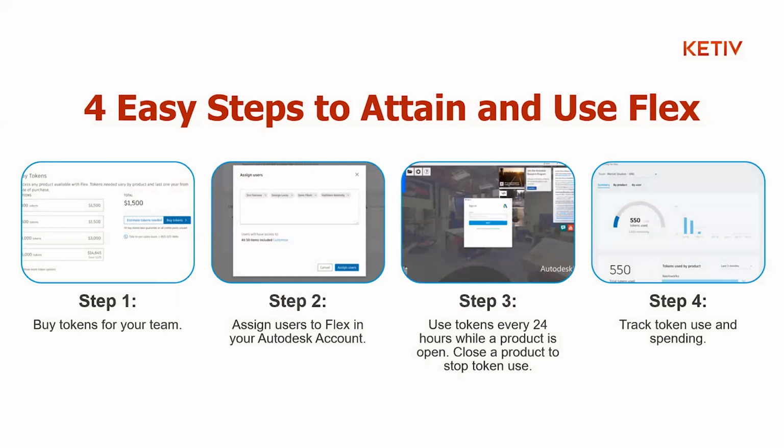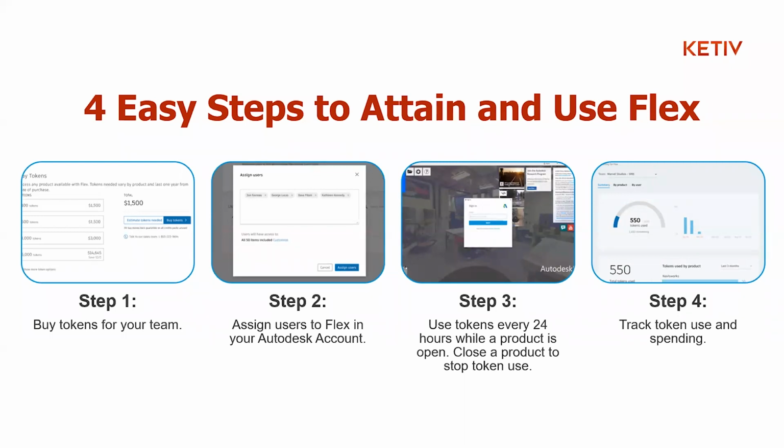I'll start with Flex, just a breakdown in 4 easy steps. To attain and utilize Flex, there are 4 easy steps to go through. First one, buying the tokens for the team. You can estimate the number of tokens that you need based on usage data. We can always help walk you through that and determine that with you. Step 2, assign the users to Flex in your Autodesk account portal. You can give them access to all products included with Flex or a subset, completely up to you.